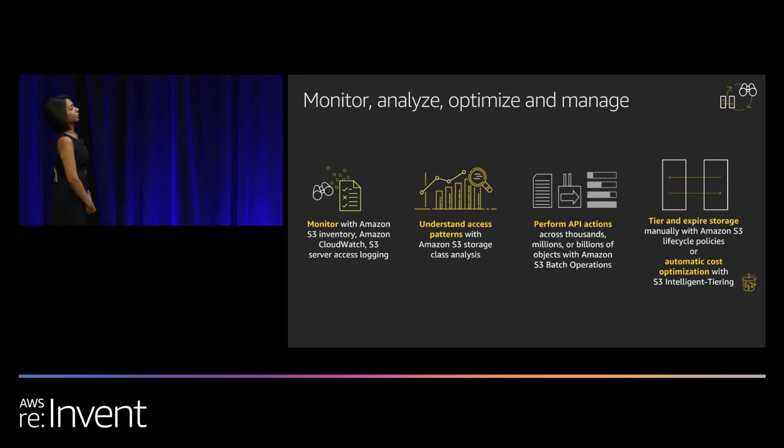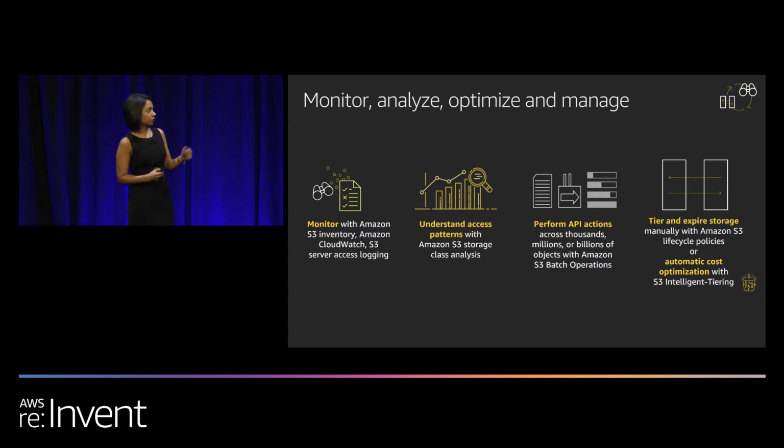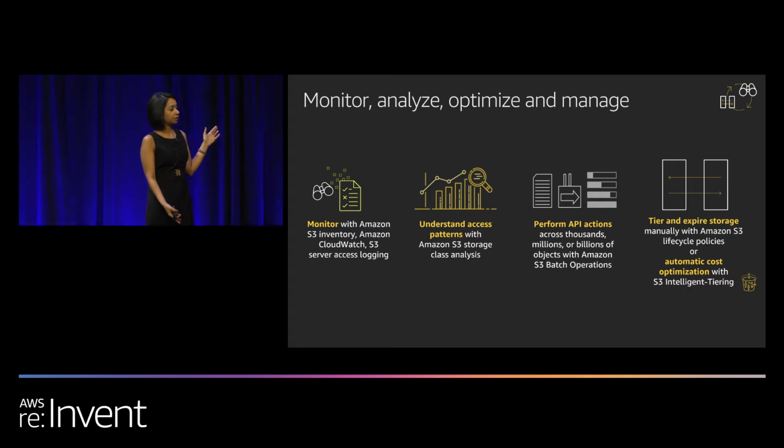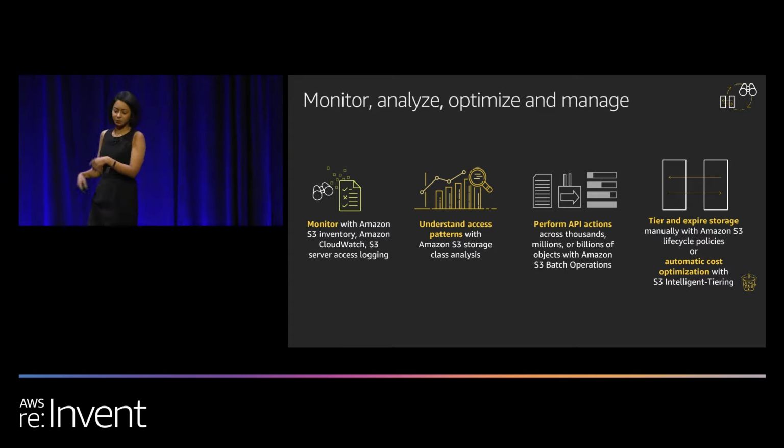The final pillar I talked about is to monitor, analyze, optimize, and manage your storage class. The first one, monitoring your storage class. We have a tool called Amazon S3 Inventory. What this does is it gives you a report of lists of objects in your bucket, and it lets you audit and report on, say, what's the replication status of these objects, or what is the encryption status of these objects. So you can use it for a bunch of business and compliance purposes.